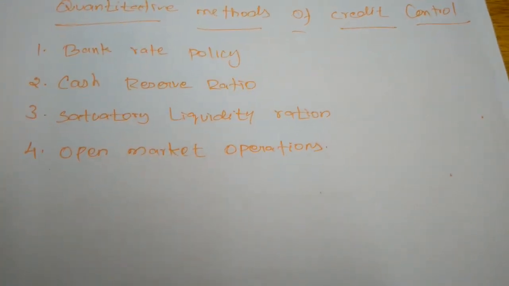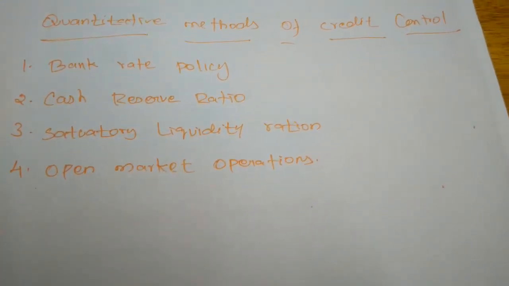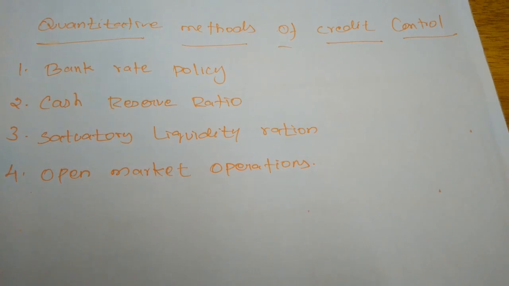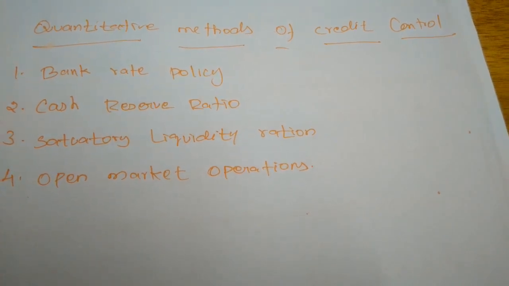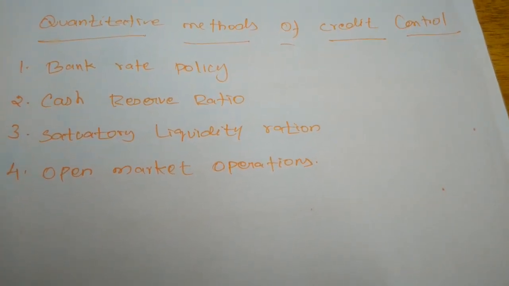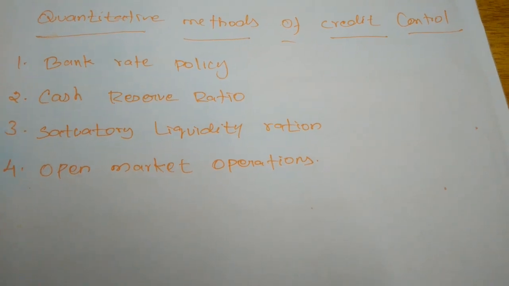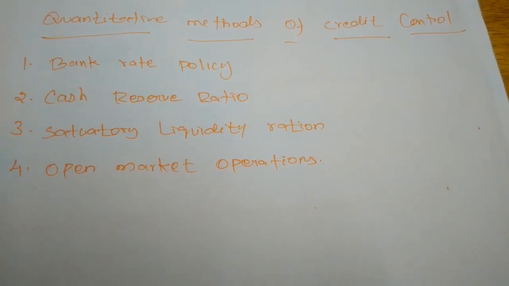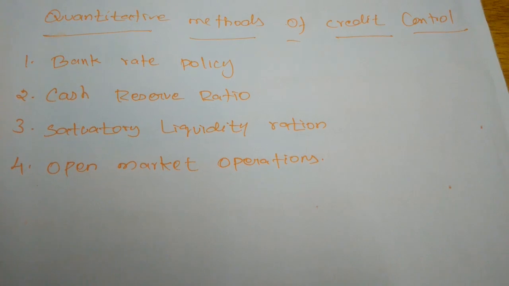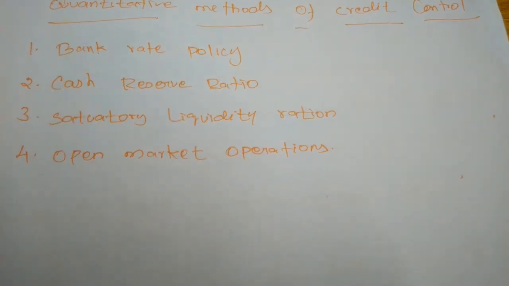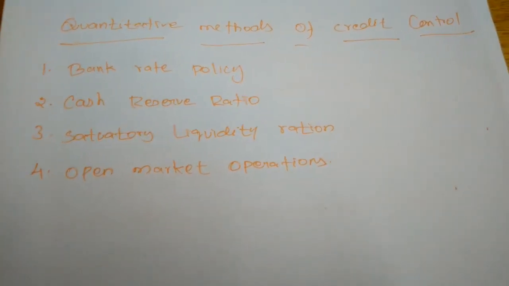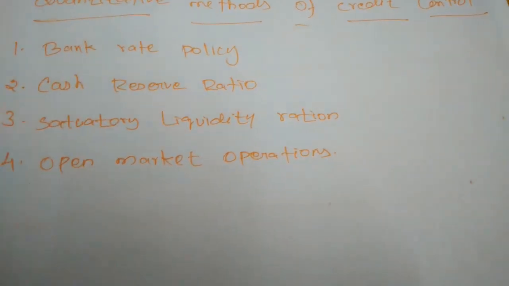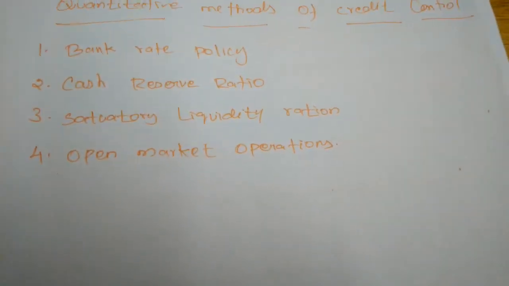Next is the cash reserve ratio. Normally all the commercial banks must deposit some percentage of their money with the Reserve Bank of India. So to reduce the credit amount, the Reserve Bank of India will fix a high reserve ratio. And then the open market operations.